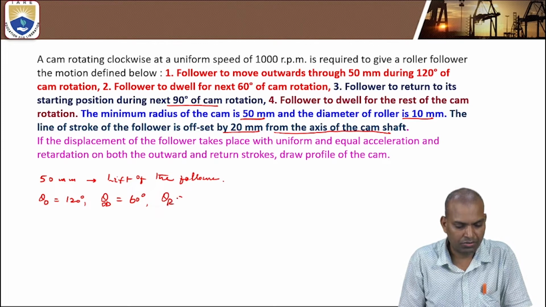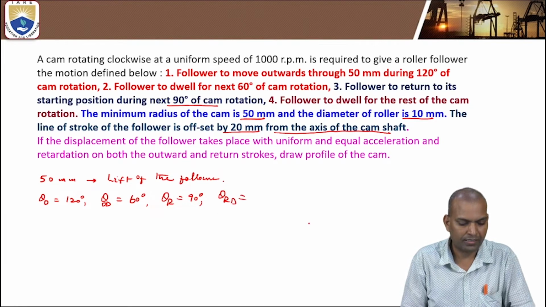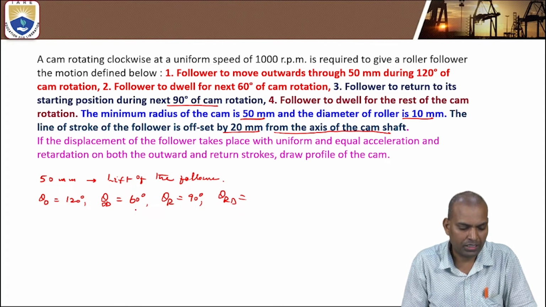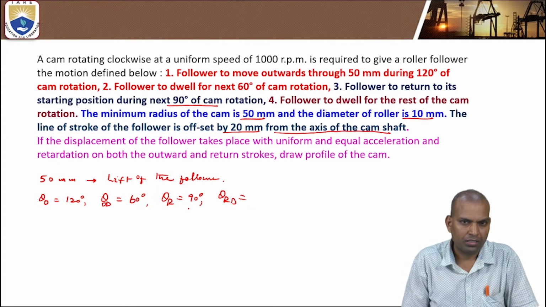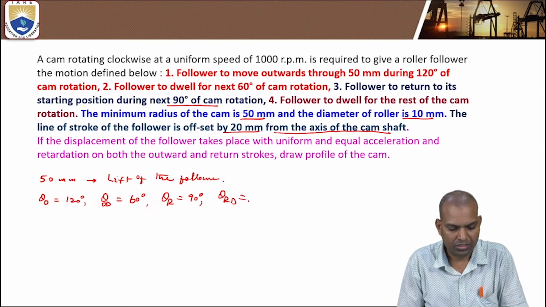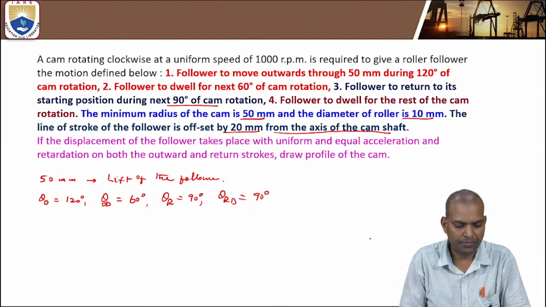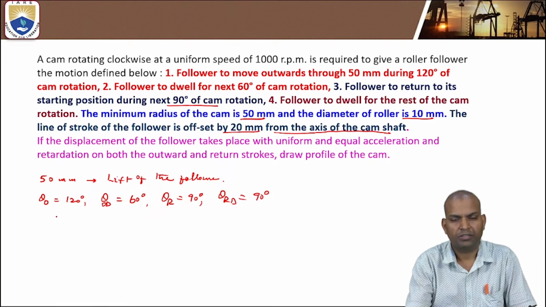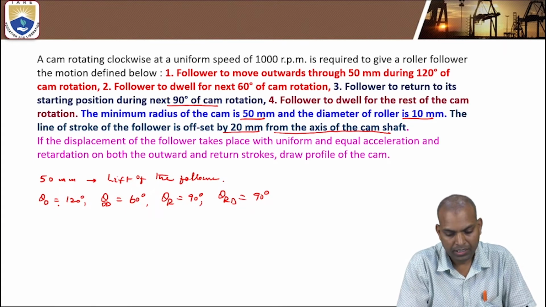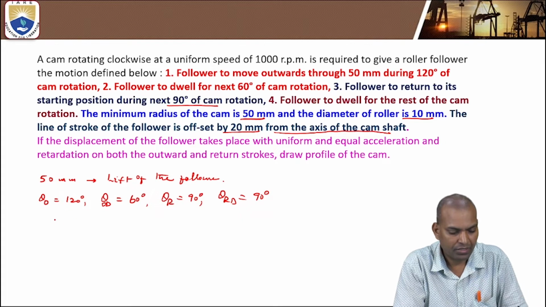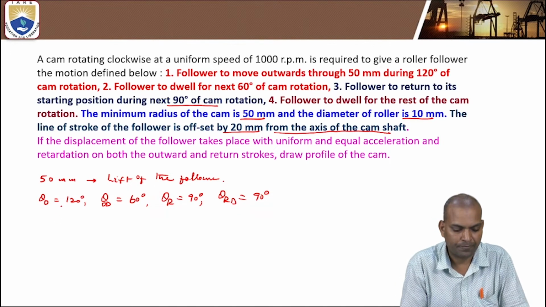Next, theta return stroke is 90 degrees and the remaining angle: 120 plus 60 is 180, plus 90 is 270. So for 360, how much is remaining? 90 degrees is the remaining dwell. Next, the minimum radius of the cam is 50 millimeters, the diameter of the roller is 10 millimeters, and the line of stroke of the follower is offset by 20 millimeters.